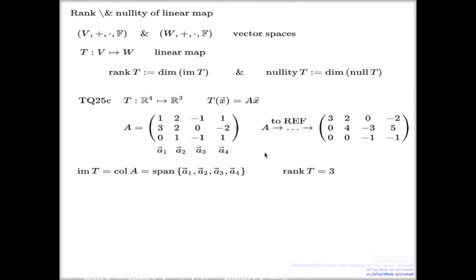Nullity. If I look for the nullity of my map T, I need to find the null space first. Null space is when my map takes the vector to 0 vector, which, given that it's a matrix type map, is a system of linear equations. It's a homogeneous system of linear equations. This system.